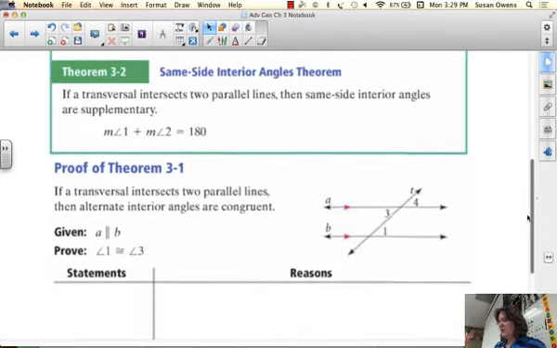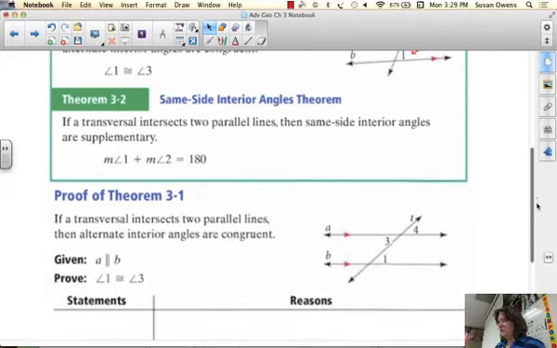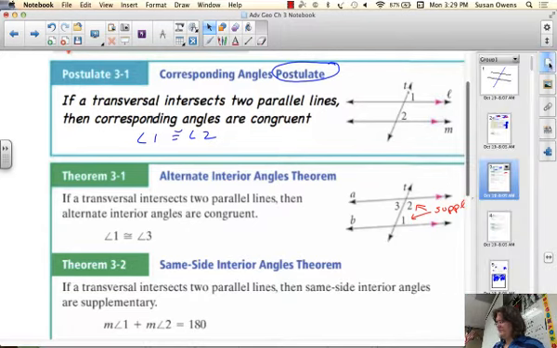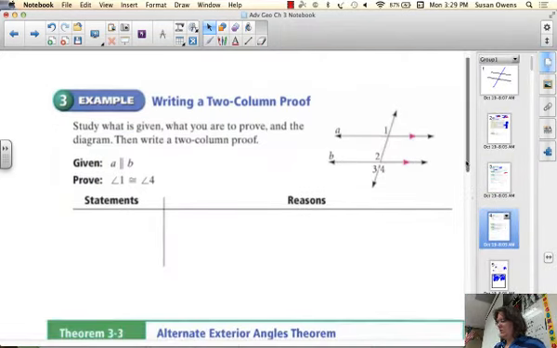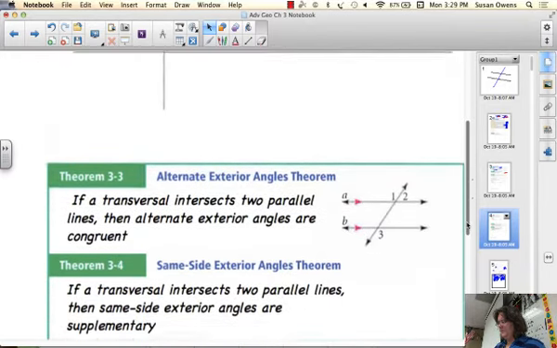So we are in class going to do the proof of theorem 1. So all you have to do for tonight is make sure you know the theorems, and when we talk about it, you know which ones are going to be congruent and which ones are supplementary. And we'll also do the proof for this one too.